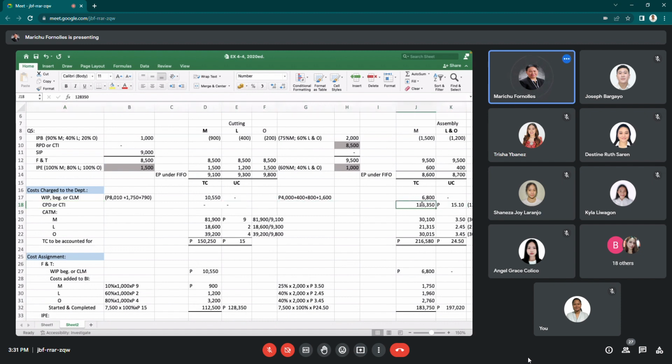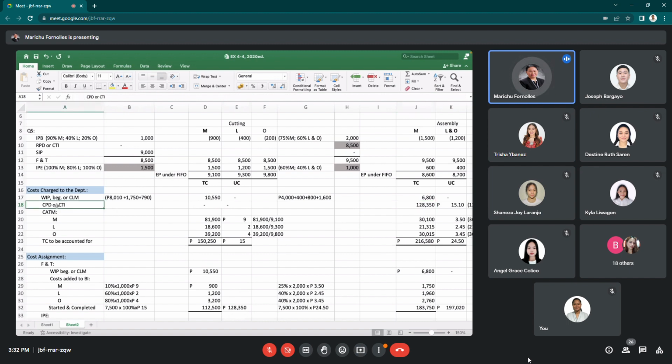This is the CPD this month nga na-receive ni assembly from cutting. So it's not only the units, the 8,500 units that are transferred out, it goes with it the accompanying cost of the units transferred out, which is the 128,350. So ang F&T ni cutting maoy CPD or cost transferred in this month ni assembly. Okay? So next, we go back to the CPR ni cutting department.